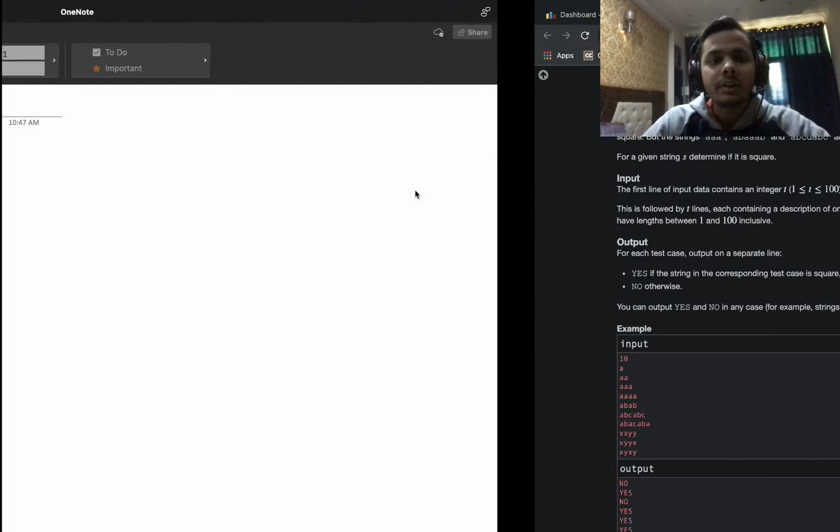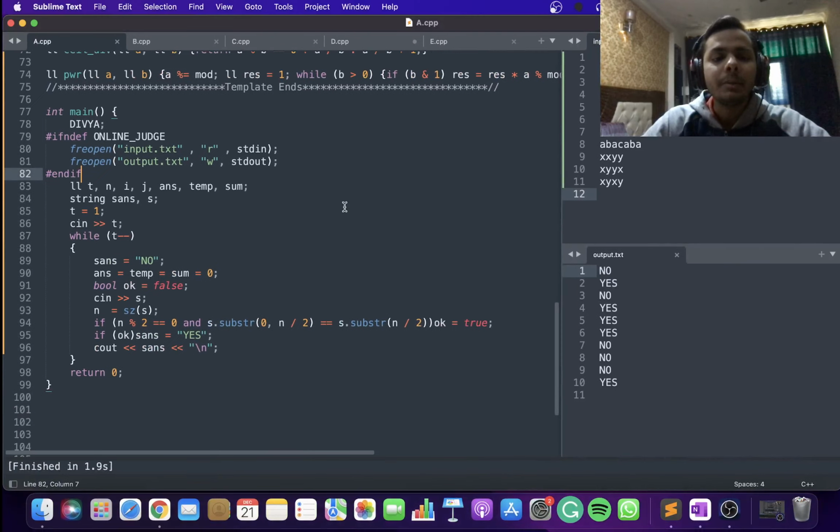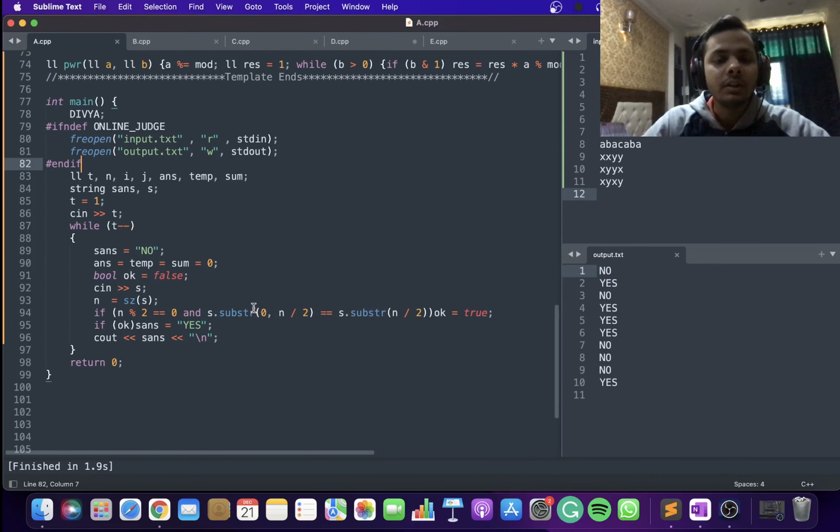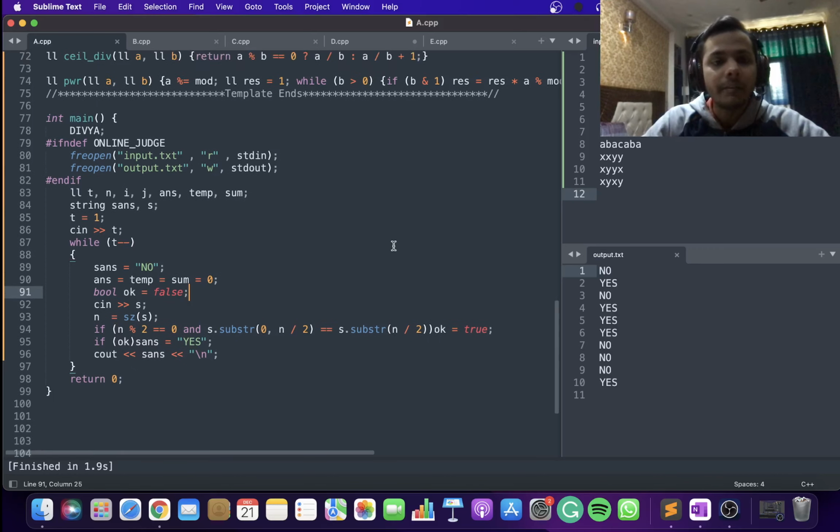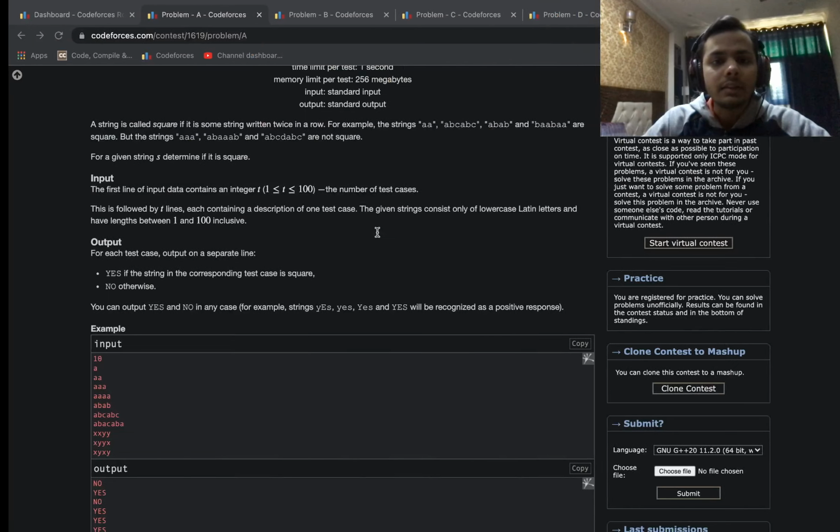So let's just have a look at the code. The implementation becomes really easy if we use the C++ substr function. So what we have to do here is, if n mod 2 is equal to 0, that is if n is even, and s.substr(0, n/2) is equal to s.substr(n/2). This denotes the first half and this denotes the second half. So if the first half is equal to the second half, then the answer will be yes. Otherwise the answer will just be no, right? Yeah, that pretty much sums it up. That's the solution to problem A.